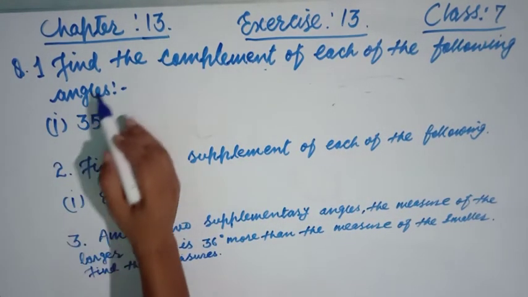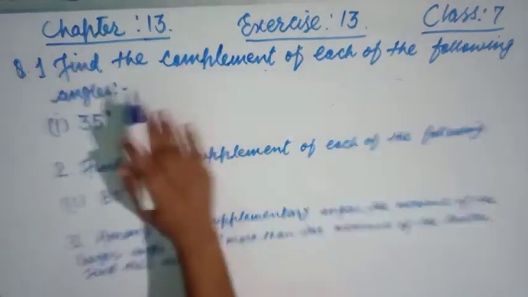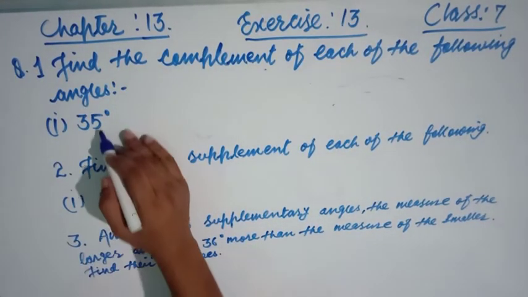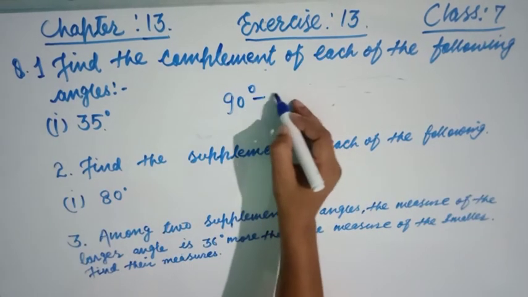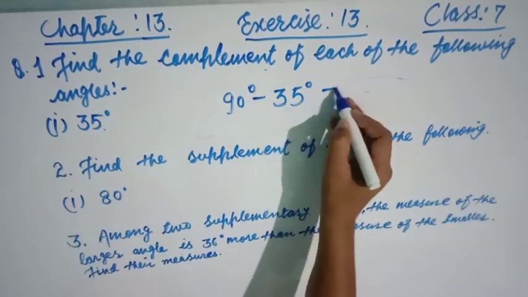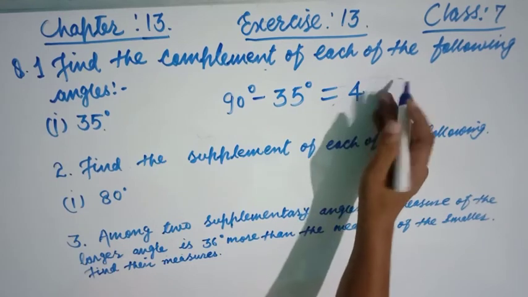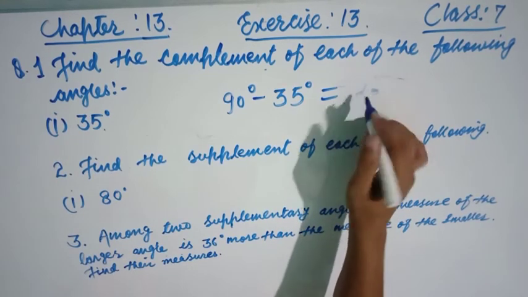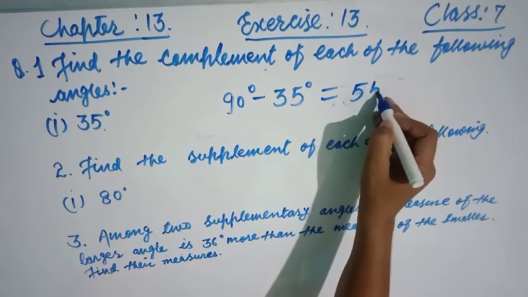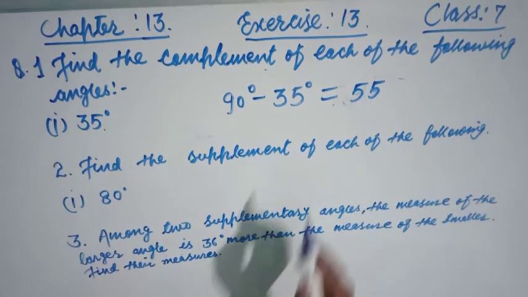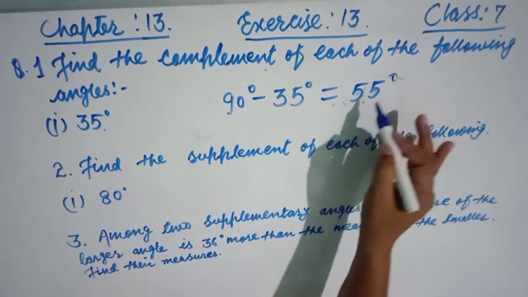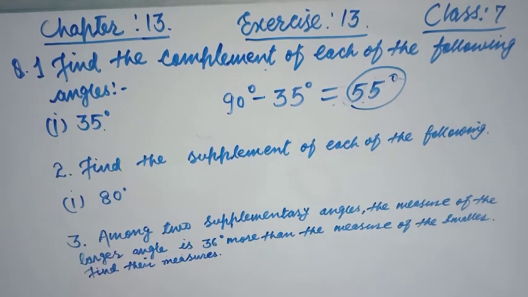Now see, find the complementary angle of each of the following. Here the first number given is 35. Now subtract 35 from 90 degrees. We will get 55. 55 is the complementary angle. So this is your answer.